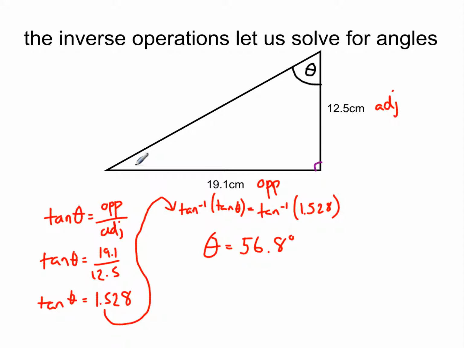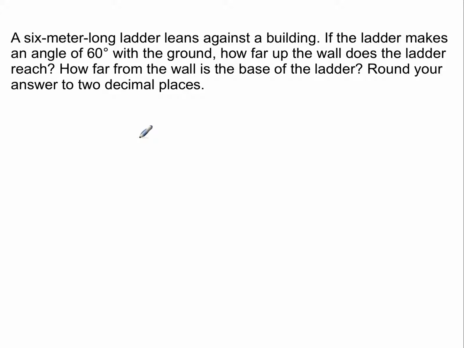Now, if we wanted to know the other value, we could use trig again, or we could just say 180 minus 90 minus 56.8 and get our answer. So that's as complicated as you can get, except if you put it into a problem. So let's read this problem and try and figure out a strategy for solving them. So a 6-meter long ladder leans against a building. If the ladder makes an angle of 60 degrees with the ground, so the ladder and the ground make a 60-degree angle, how far up the wall does the ladder reach? Part 2, how far up the wall is the base of the ladder? Round your answer to 2 decimal places.